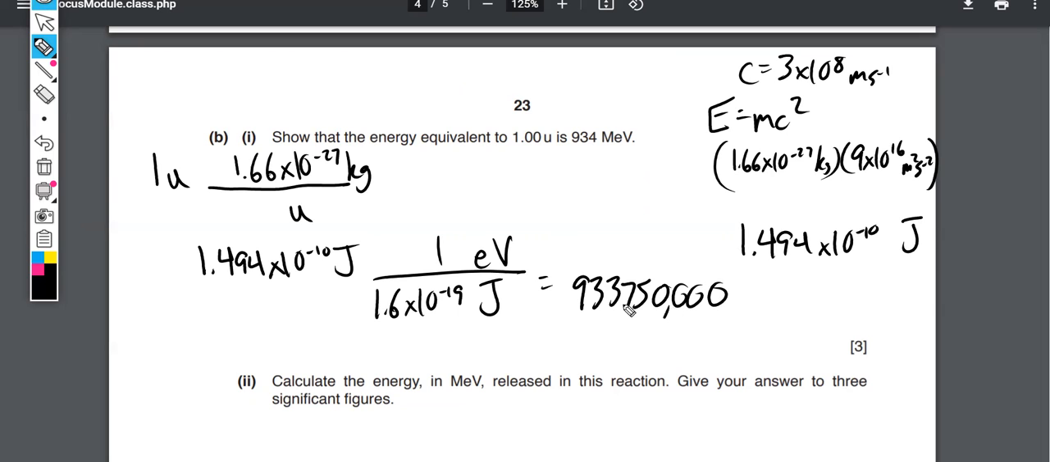4 zeros after it, so 933.75 million, right? So this 10 to the 6 here, you should know is a mega. Okay, so mega is million, mega electron volts. And so what we really have is 933.75, right? 0.75, and then this is mega. And so that indeed is 934 mega electron volts.